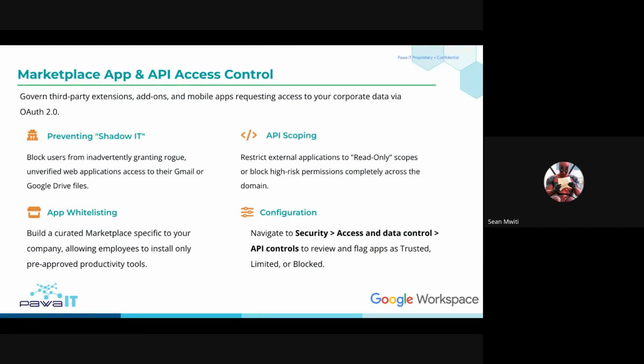And then the other thing is Marketplace app and API access. To prevent shadow IT, you can actually blacklist some of the applications that people access, to prevent people from accessing certain applications that you've not allowed inside the organization, by anybody or whoever has access.